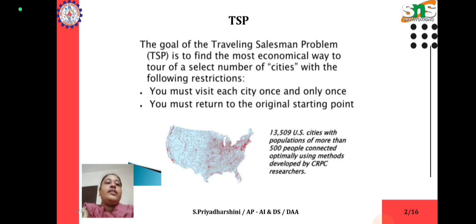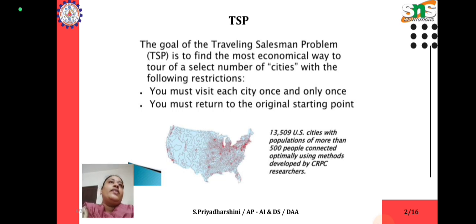There are different approaches to solving the traveling salesman problem: the simple or naive approach, the dynamic programming approach, and the greedy approach. In any of these ways you can solve the traveling salesman problem.